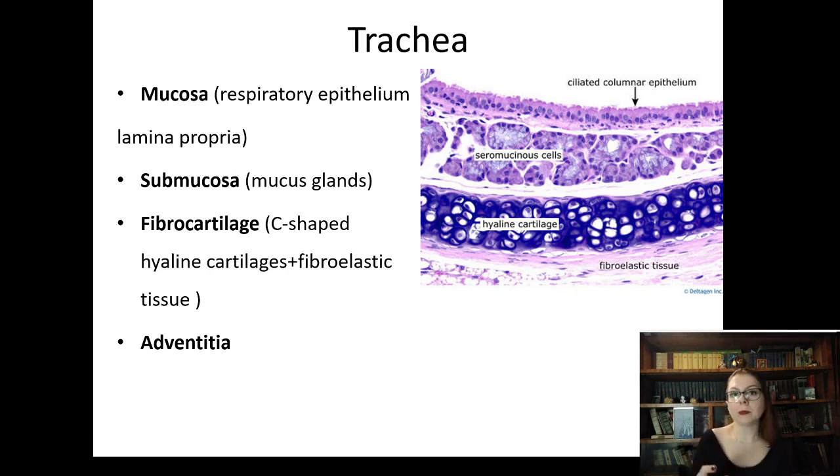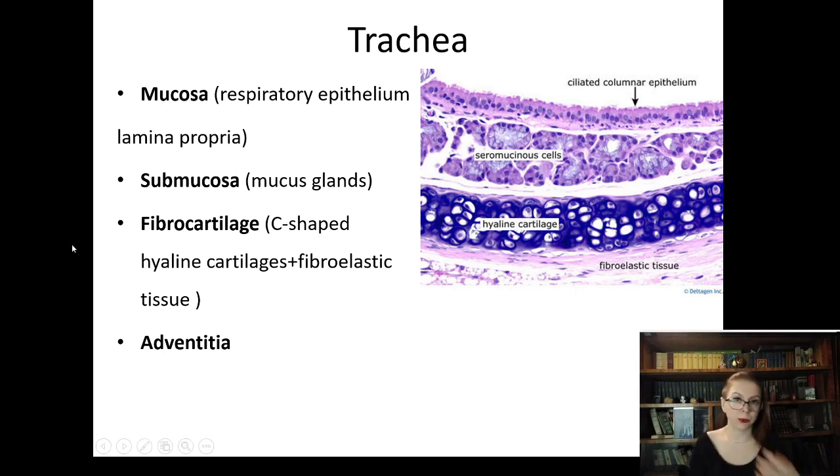They are C-shaped because behind the trachea there is the esophagus, and when food passes through the esophagus, if the trachea were represented by O-shaped cartilages, those cartilages might cause a problem in food passage. So that's why it is C-shaped.